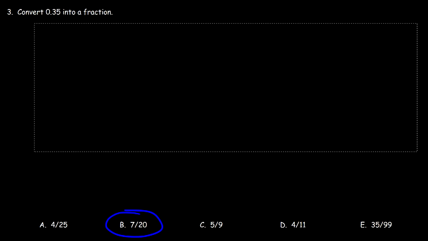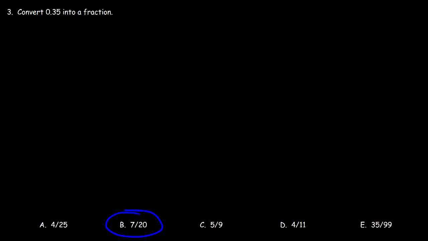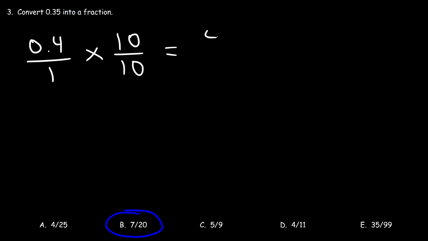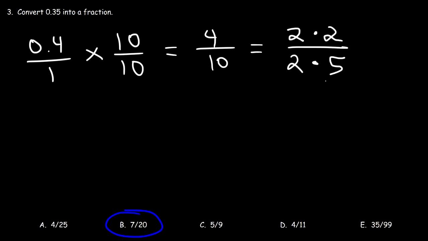Now, let's go over some other examples so you can get used to this. So let's say we have 0.4. You need to multiply by 10 over 10 if you want to convert it to a fraction. 0.4 times 10 is 4. 1 times 10 is 10, and then you can reduce it. 4 can be broken into 2 times 2, and we can write 10 as 2 times 5. So notice that we could cancel a 2. So 0.4 is equal to 2 over 5 as a fraction.